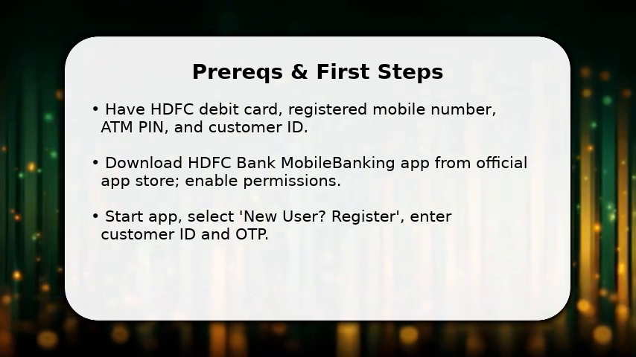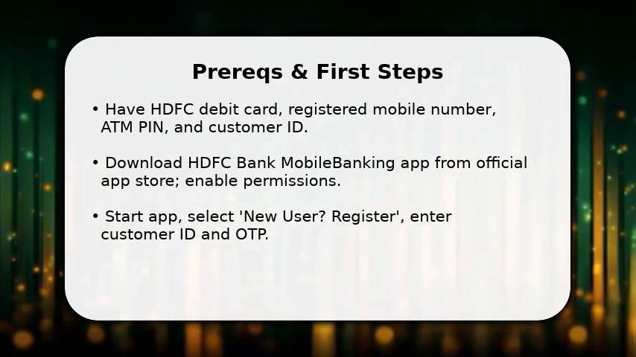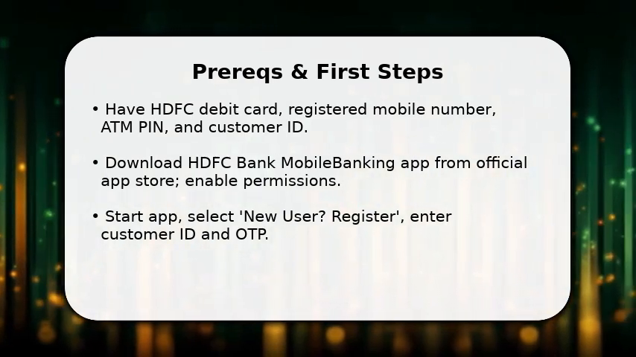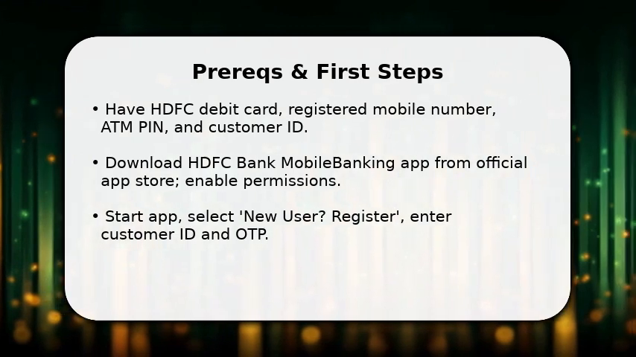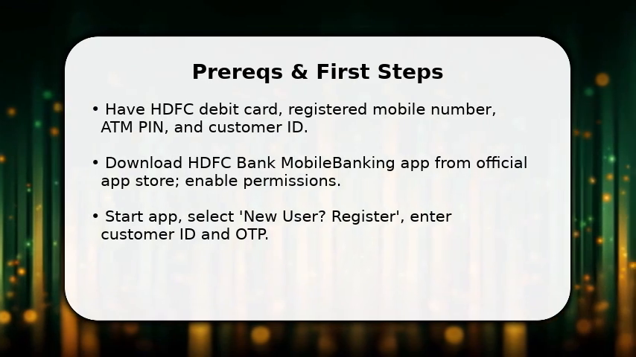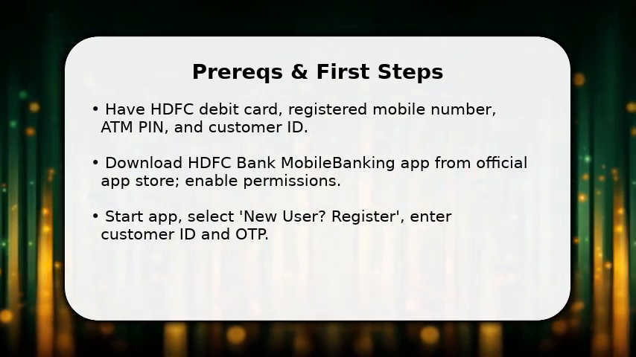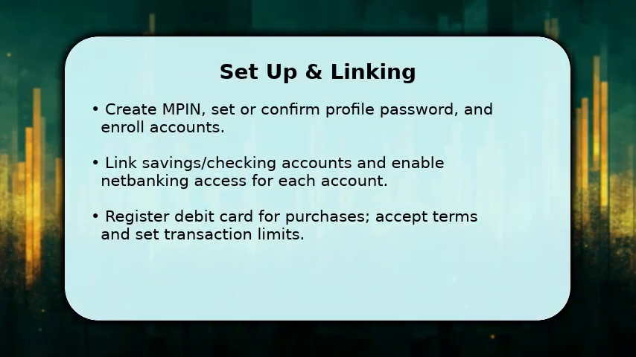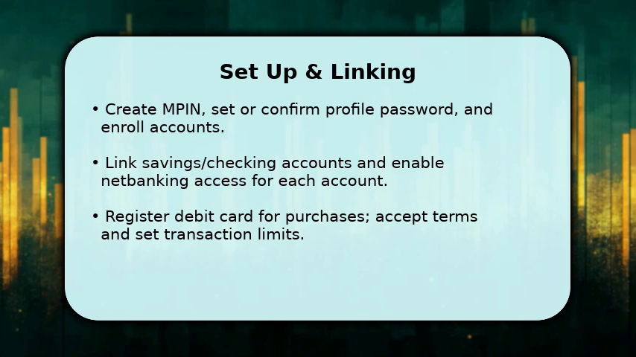Register and enter your customer ID, then authenticate with the OTP the bank sends. Make sure to set a secure 4-digit MPIN when prompted so you can log in quickly next time. This replaces repeated password entry. After MPIN creation, proceed to set your profile password and complete KYC prompts inside the app so services unlock properly.